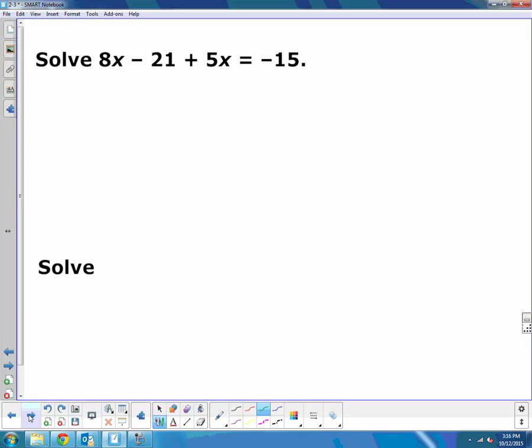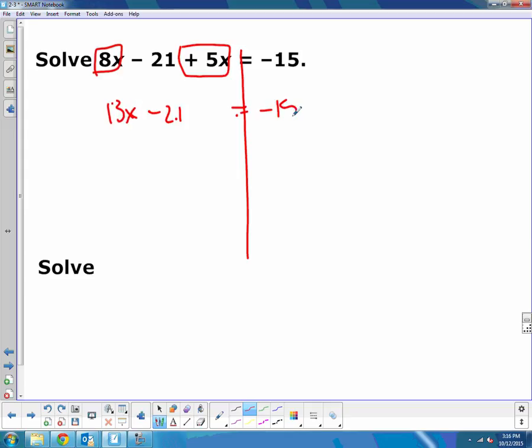I have an even bigger problem. Lots of things to do here. The first thing we can do is try and make each side simpler. If I look at negative 15, that's already as simple as it can get. It's just negative 15. But if I look at the left side, I can try and simplify that a little bit further. I can combine 8x's plus 5x's and get 13x's minus 21 equals negative 15. Okay, so now that I have that, that's not 2.1, that's just a big giant 21. Now I can deal with my adding or subtracting first.